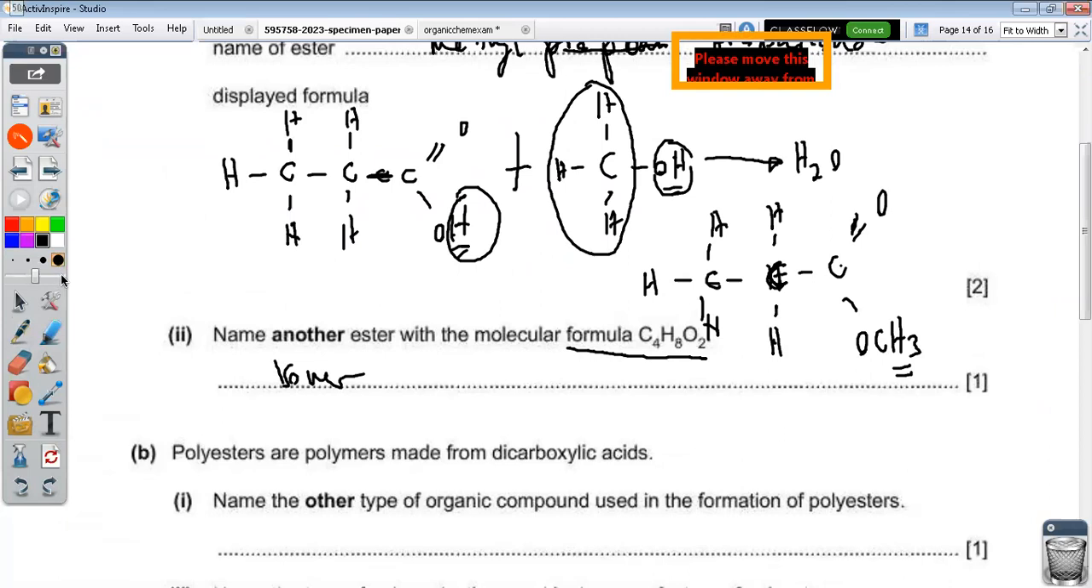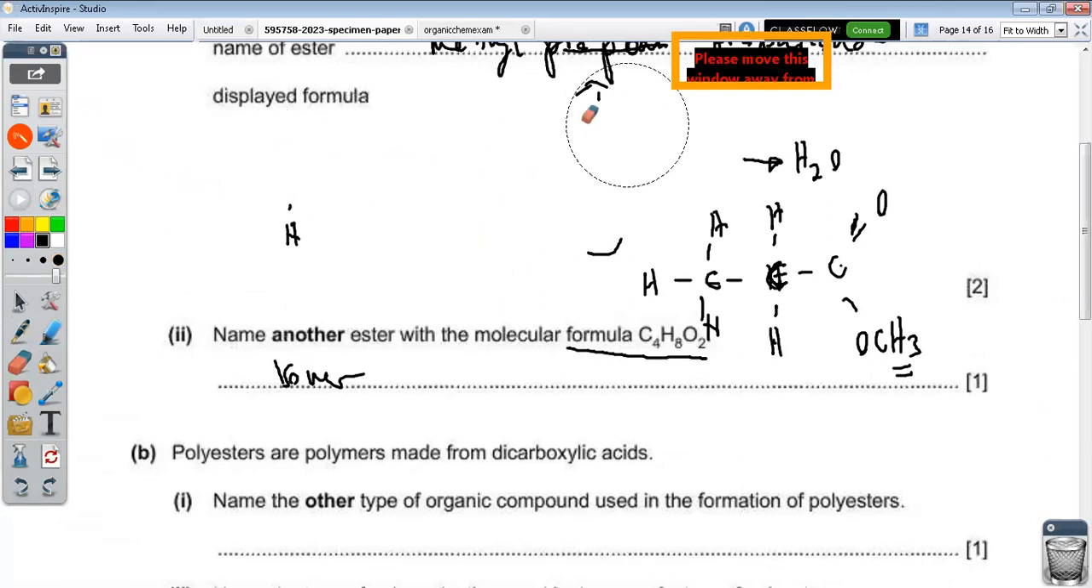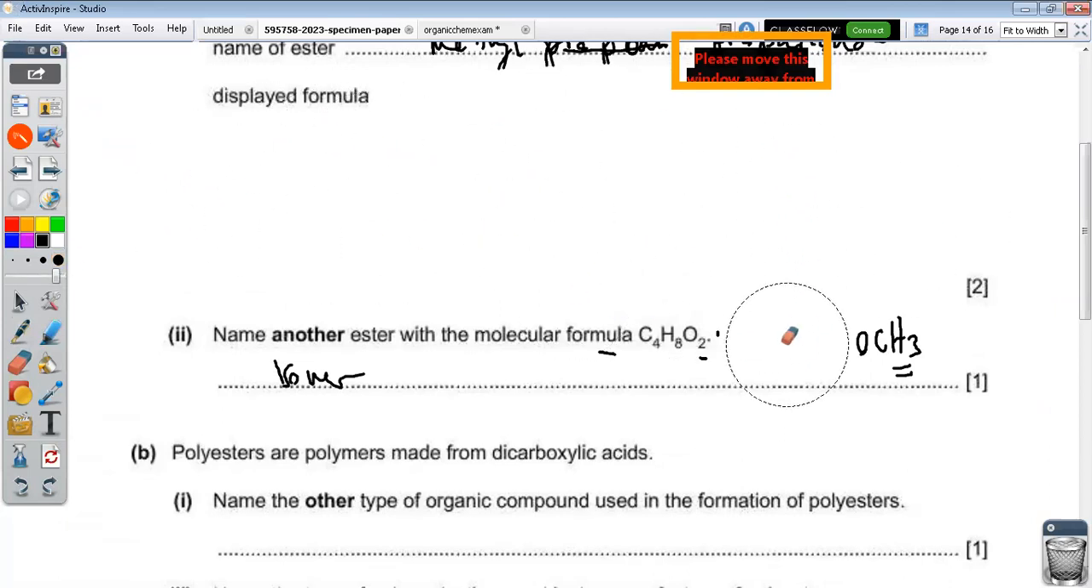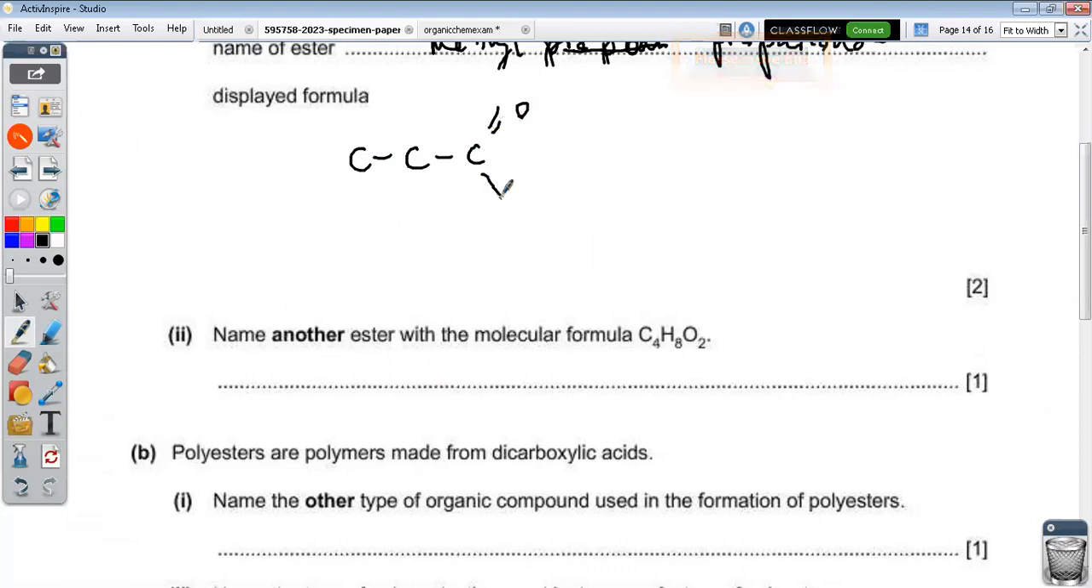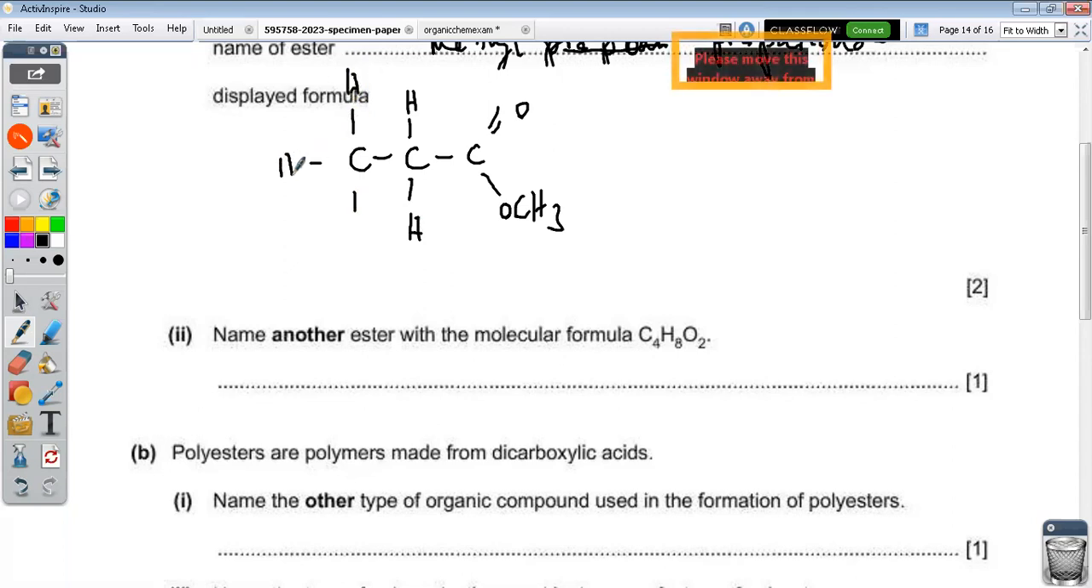So what could be the isomer here? Let's think of the isomer. So let's draw the only structure here, and we think of the isomer for this part here. Well, it's the same formula. So we have 1, 2, 3, double bond, OCH3, hydrogen, hydrogen, hydrogen. So what isomer can we have? We play around with this.